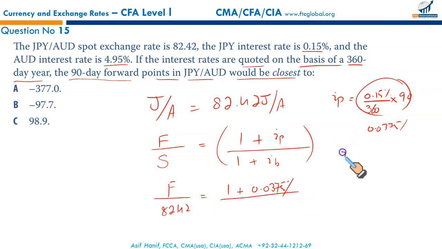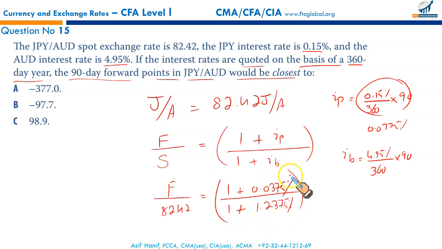Then the interest rate in the base currency, it's 4.95%, right? 4.95% upon 360 multiplied by 90. Then it's going to be 1.2375%.